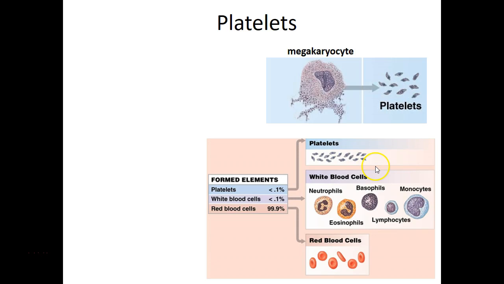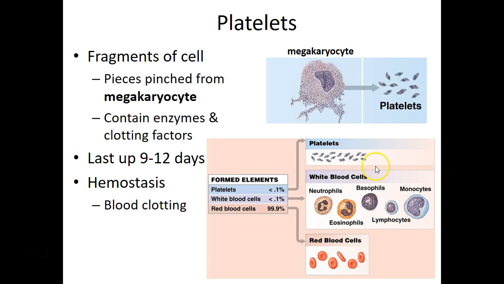And they have a membrane because they're pinched off from the megakaryocyte. All right? So this is the last formed element we're looking at. Remember, platelets can also be called thrombocytes. So pieces pinched off from the megakaryocyte.